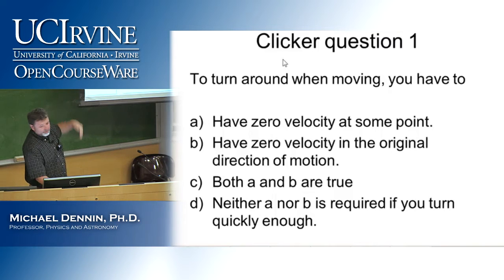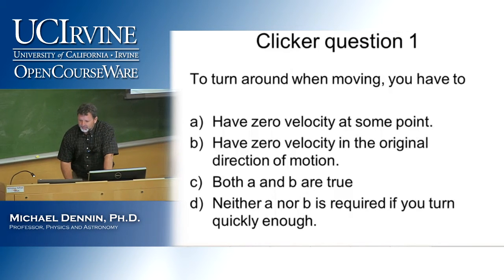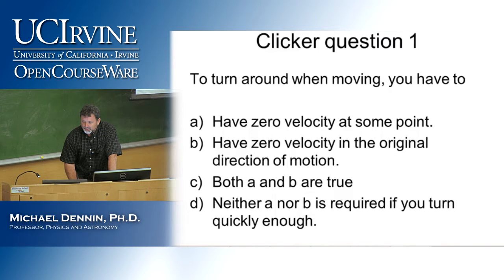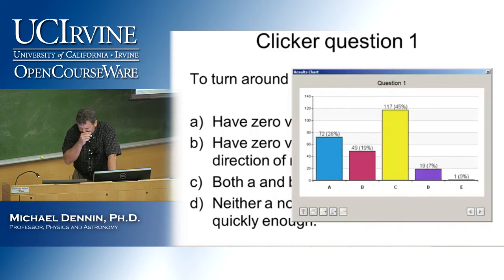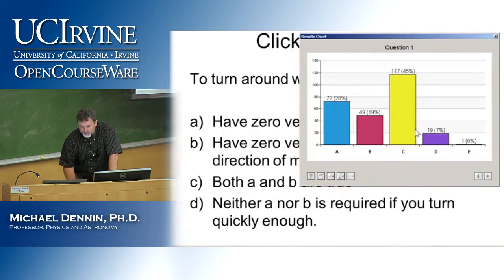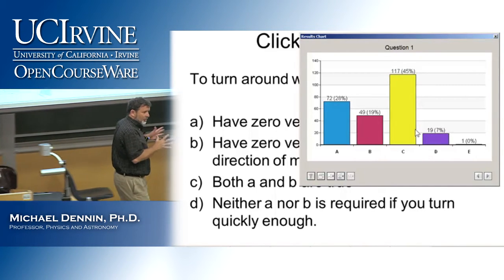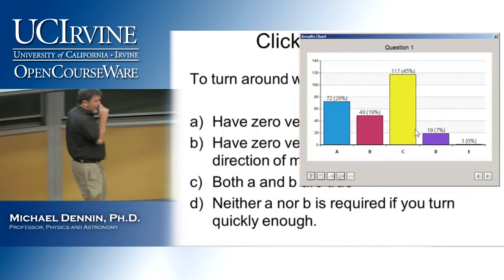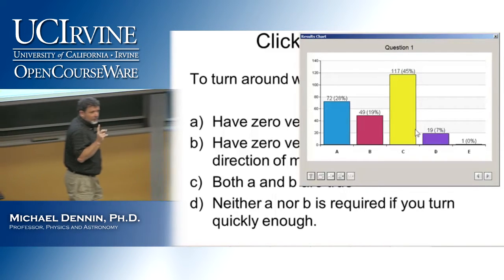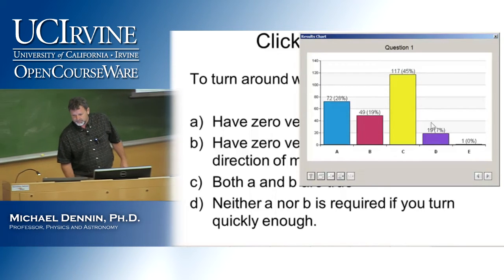So A, B, C, or D? Excellent. Let's stop. Look where we are. An interesting spread. Now this is excellent. Why do I say this is excellent? Almost nobody picked D. You all pretty much had the sense that something has to go to 0 for me to turn around. Now, I'm going to turn around 2 ways, and I want you to re-vote.